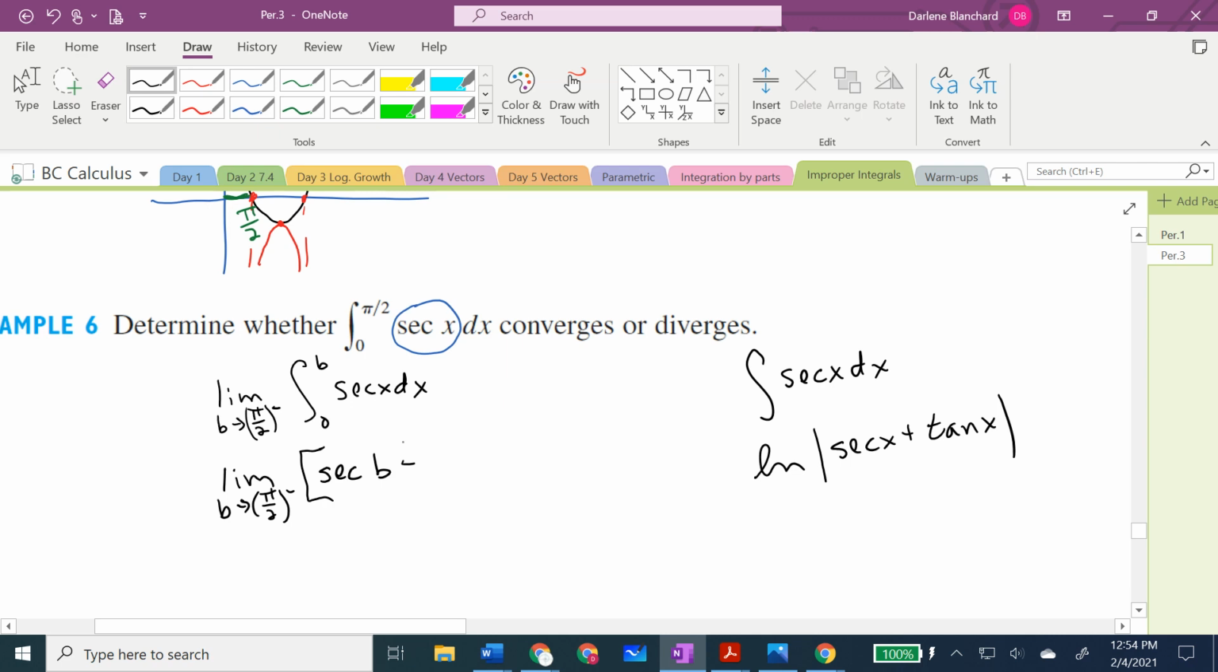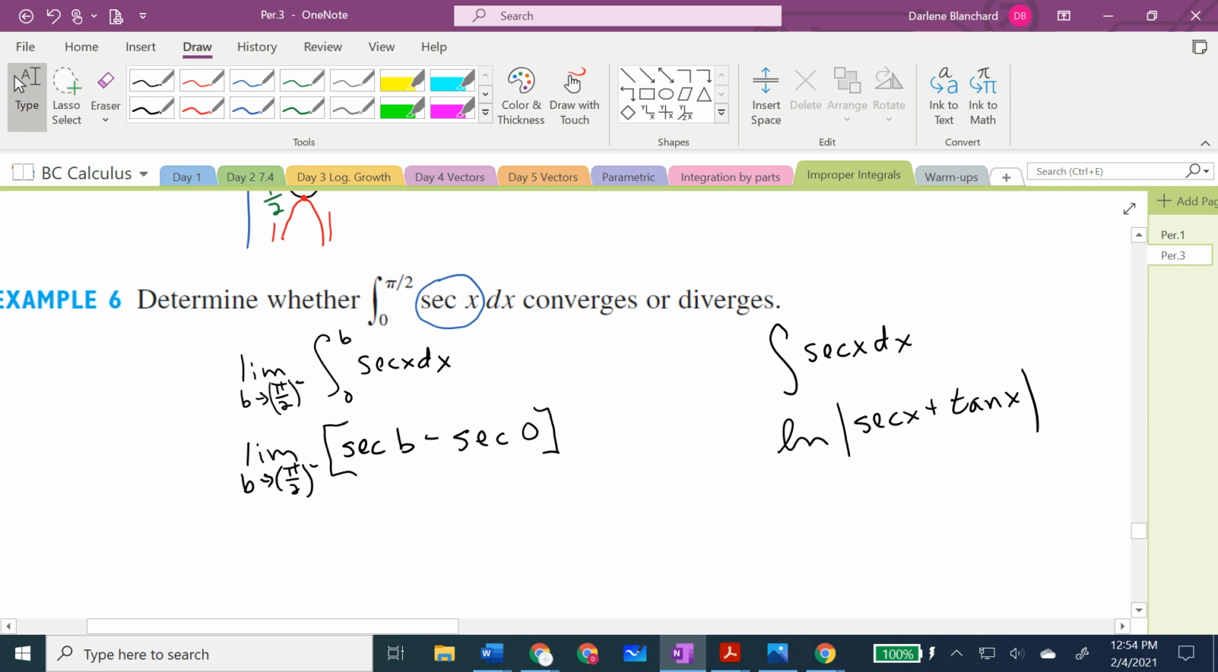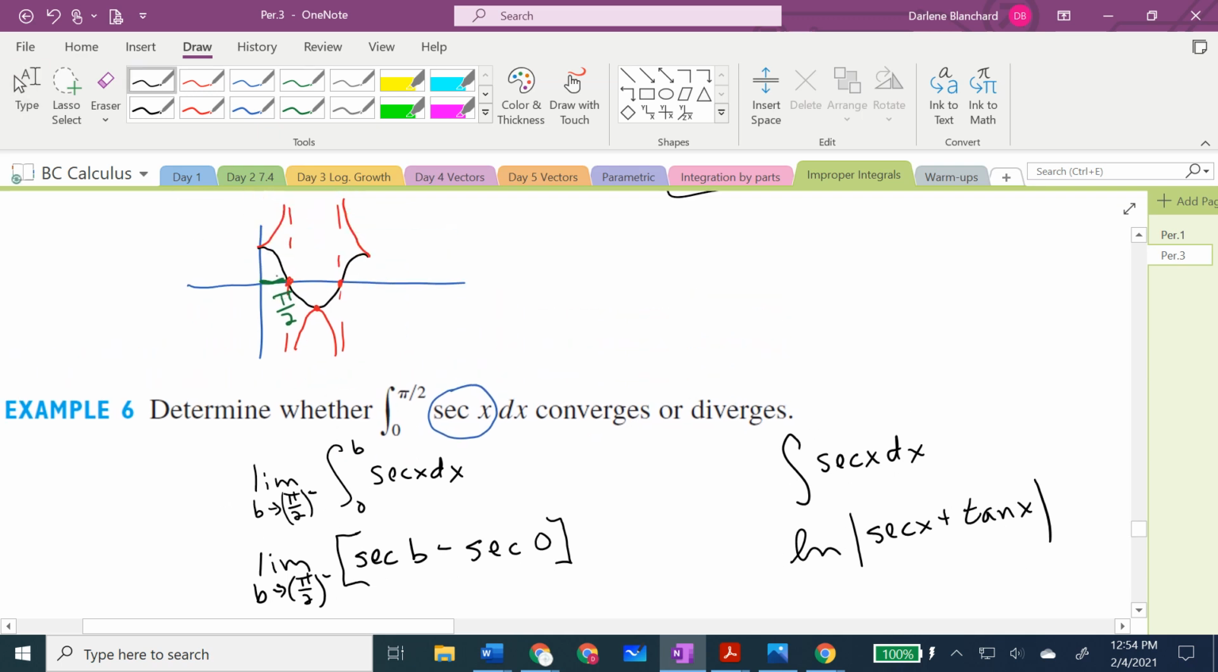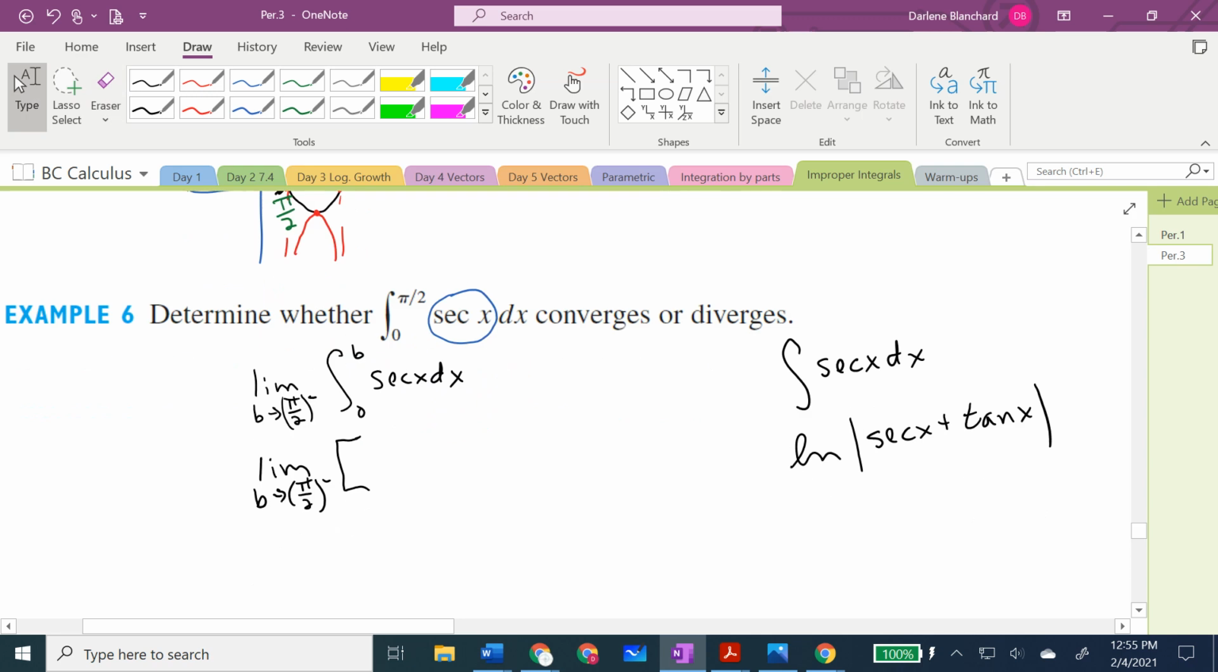I plug in the b, minus I plug in the 0. And then if I look at approaching pi over 2 from the left side, secant is heading to infinity. Secant itself. Wait, I just realized what I did. I messed that up. I was too focused on getting you to your fourth period that I failed to recognize that I integrated, and I need to use that. Whoopsies. Here we go.